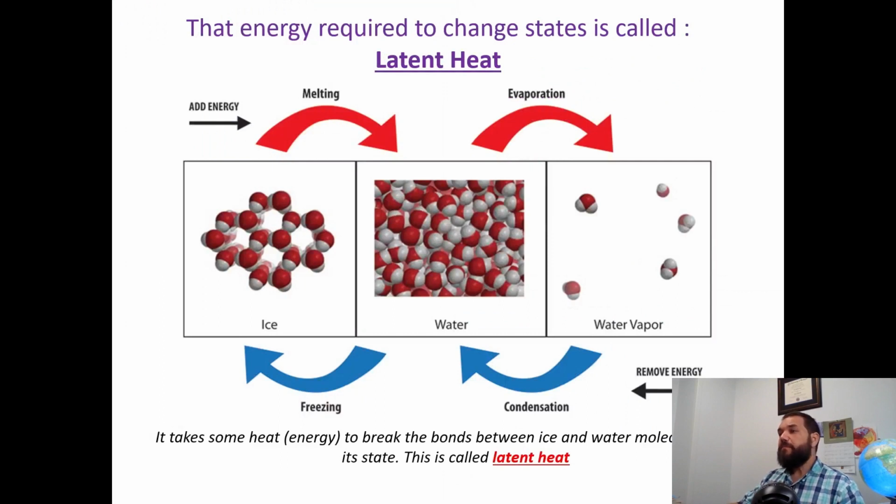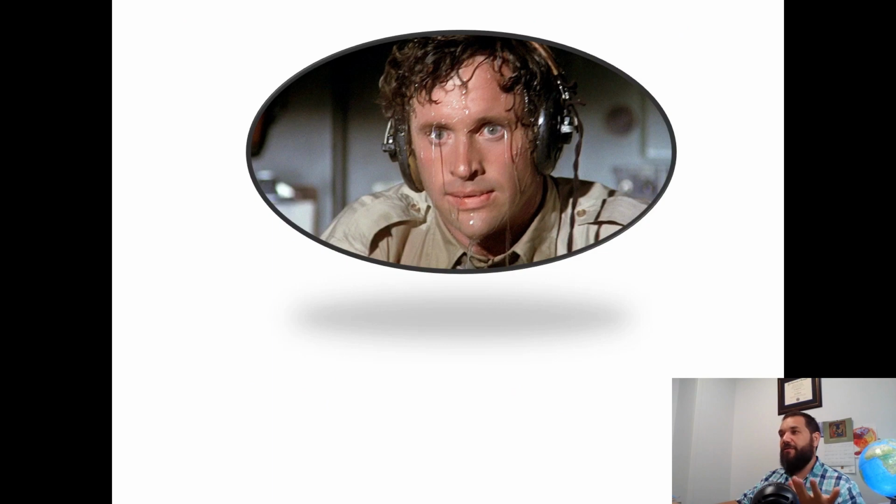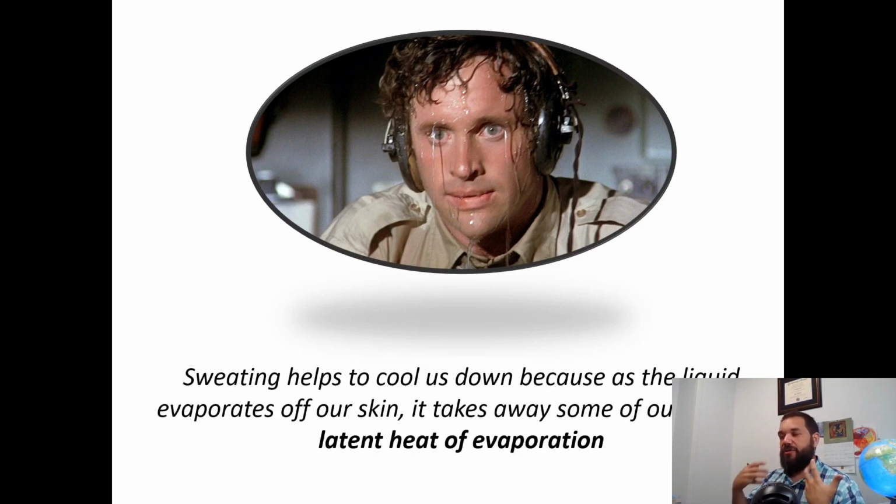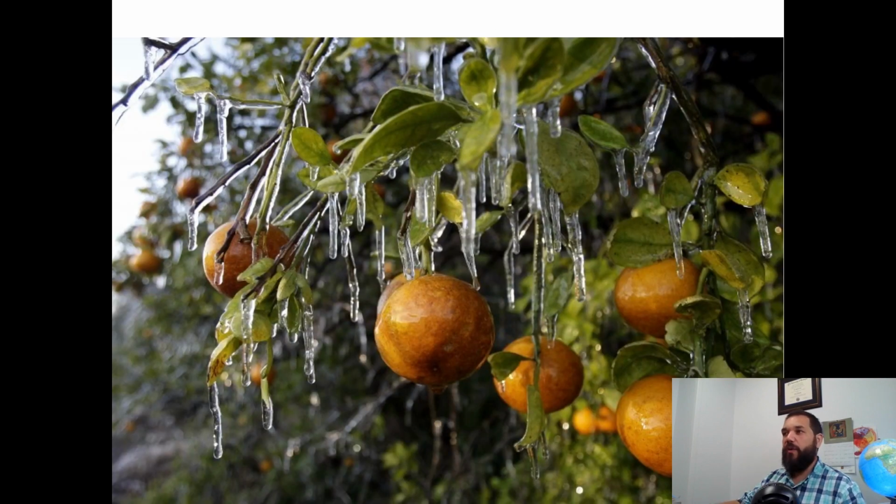Another thing, the exact opposite happens with energy when you reverse the process. So let's talk about, you know that when you get hot, right, you start sweating. Okay, the reason that you sweat is it helps to cool us down because it takes off the heat of our body, and that's the latent heat of evaporation. It's actually removing the heat from our bodies when we sweat, right?